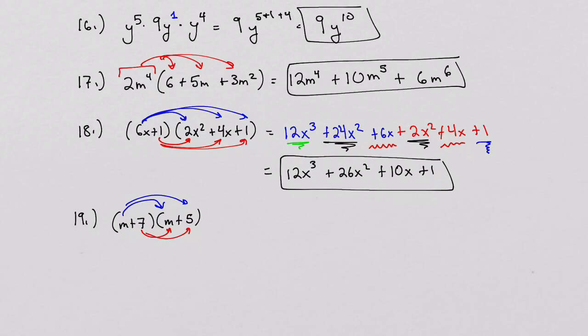And this time I'm not going to use color, but you're going to get m times m, which is m squared. And then m times 5, that's positive 5m, so plus 5m. 7 times m, that's positive 7m, or plus 7m. And then 7 times 5, that's plus 35. And so the only like terms that we see here are the positive 5m and the positive 7m. So combining like terms, we end up with m squared plus 12m plus 35.